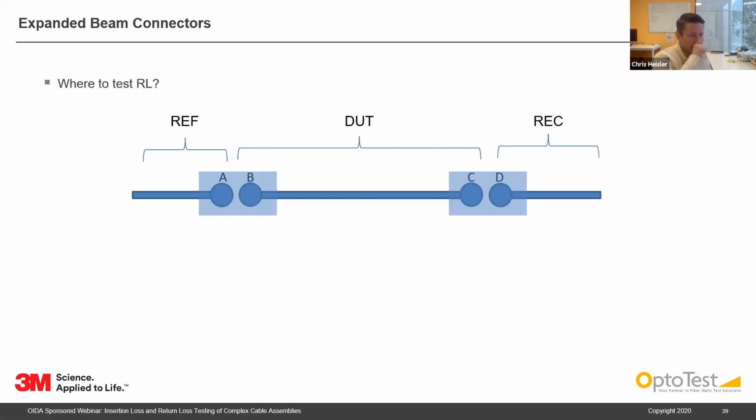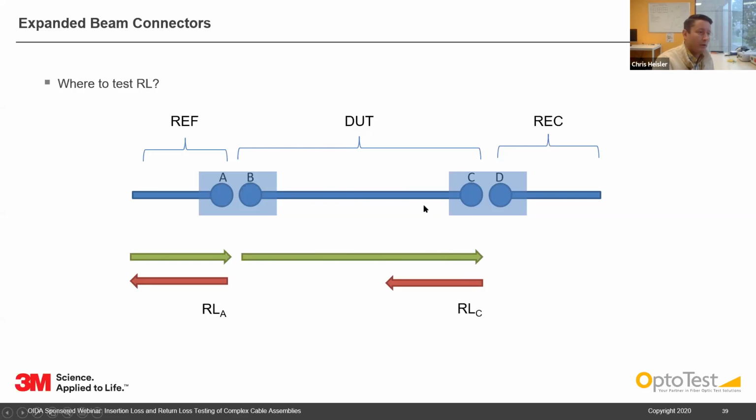So when we're testing these expanded beam assemblies, where do we measure return loss? Here we have a typical setup. You have a reference cord here. You have your DUT, which is connector B to connector C. Then we have a receive cord, which would be connector D. Now, if we want to measure return loss from the left side, we're going to shine light in from the left. We'll have this connection here, which will create some return loss. However, that return loss is largely due to the A side connector, which is the reference connector and not part of the DUT. So as light passes through, we're going to get a return loss component from connector C here, which is part of the DUT. And then light will continue through to the receive cable.